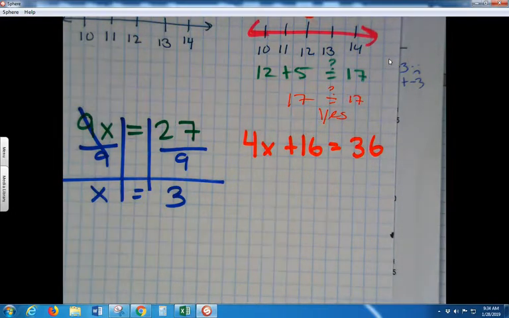It's called a two-step equation. 2 steps. Because it's going to take you 2 steps to solve.